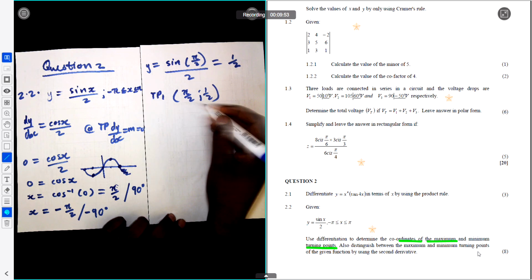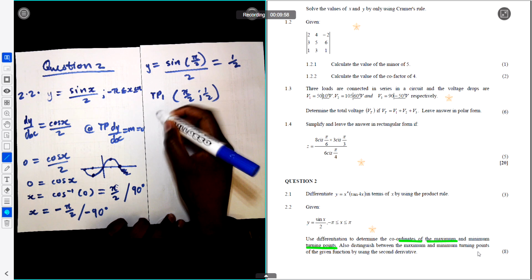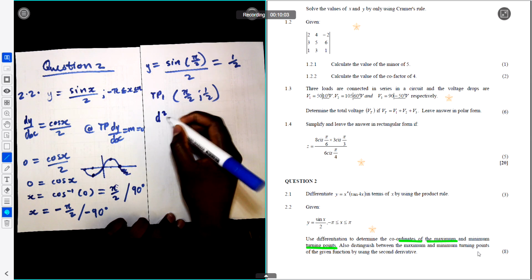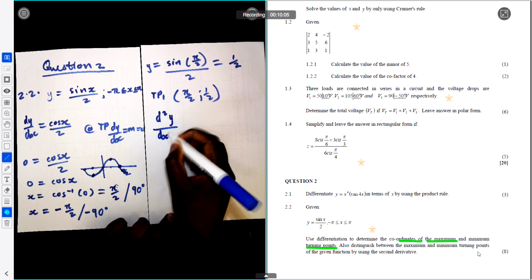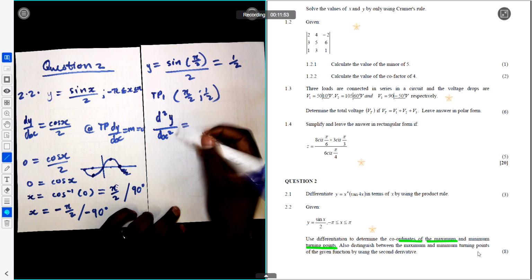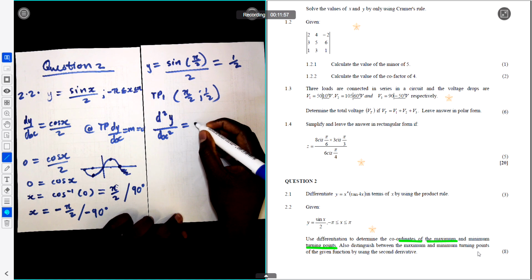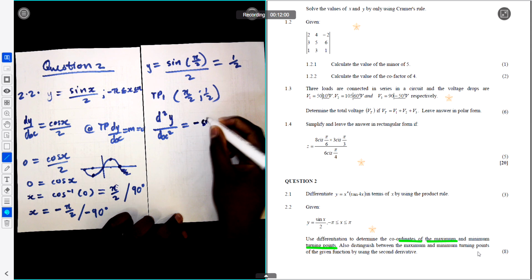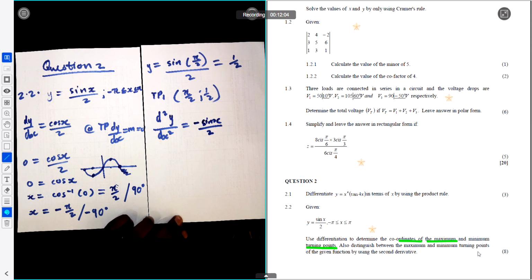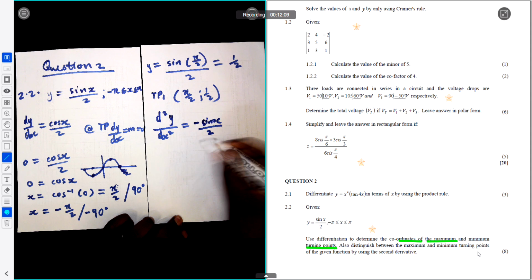All right. So after getting the first turning point, we need to distinguish if we're having a maximum or minimum. So what we're going to do is differentiate this first derivative for the second time. We'll have d squared y over dx squared, which is going to be equal to negative sine x, multiplied by that constant half. Therefore, we need to substitute the x value to see if we're having a maximum or minimum.